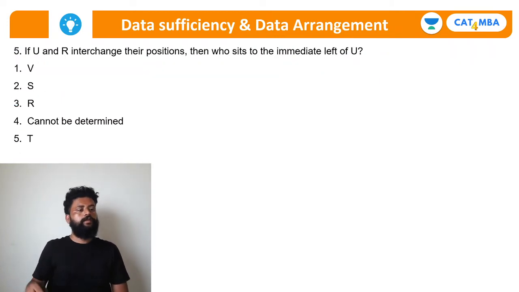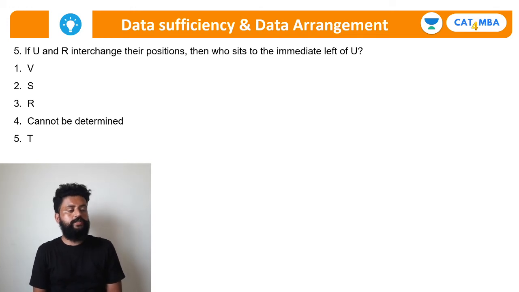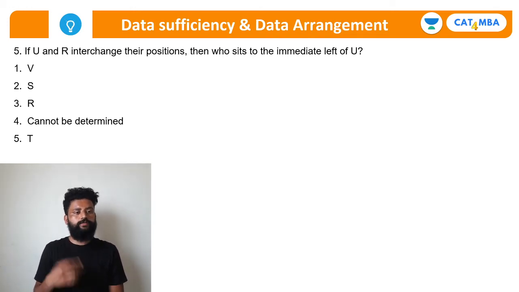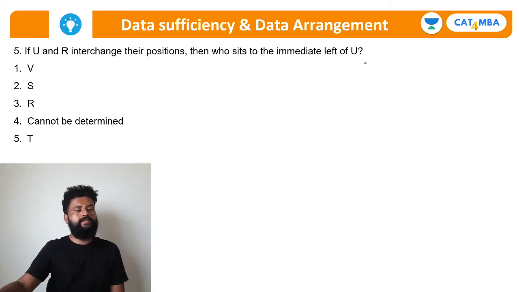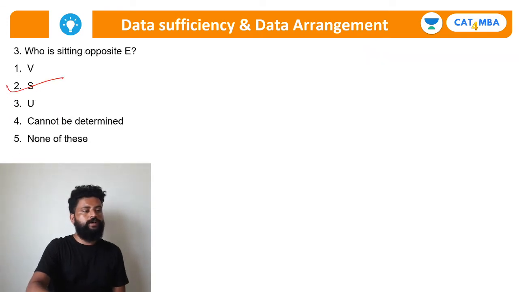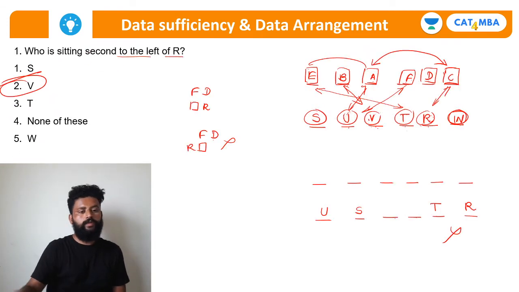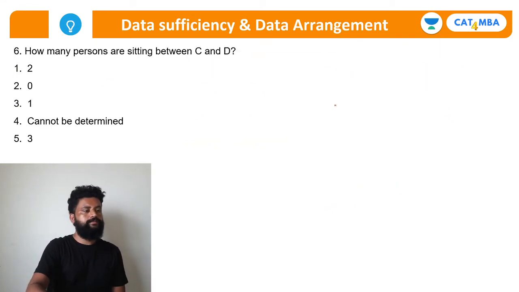ET is here. And if U and R interchange their positions, then who sits immediate left of U? So basically we want immediate left of R because U has just changed the position with R. So immediate left of R, tell me who is immediate left of R? It is T.